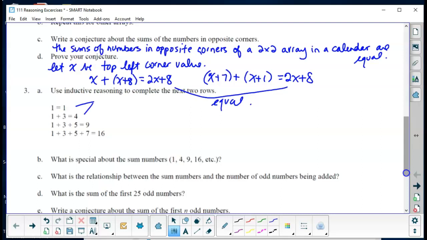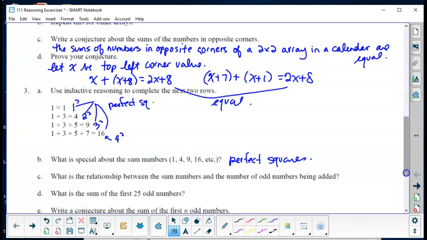Take a look at these numbers. What do you notice? They're perfect squares, right? And this is 4 squared. This is 3 squared. This is 2 squared. This is 1 squared. How many odd numbers are added here? 4 of them. How many here? 3 of them. How many here? 2 of them. How many here? 1 of them. So what is special about the sum numbers 1, 4, 9, 16? They're perfect squares. What is the relationship between the sum numbers and the number of odd numbers being added?